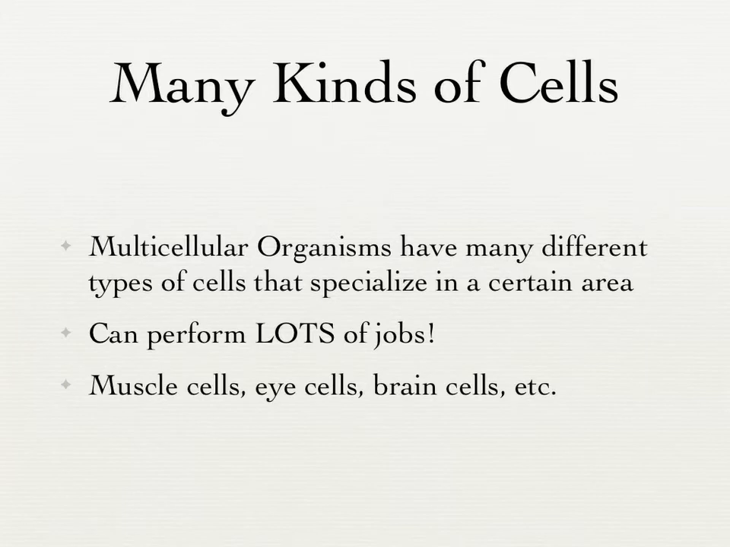There are many kinds of cells in multicellular organisms, and there's a reason for that. All of these different types of cells are going to specialize in a certain area. And for that reason, they can actually perform lots of jobs. So you have muscle cells that specialize in moving muscles. You have eye cells that specialize in eyes, brain cells, and so on and so forth. That's why it's good to be multicellular. Your cells can perform many different types of jobs.